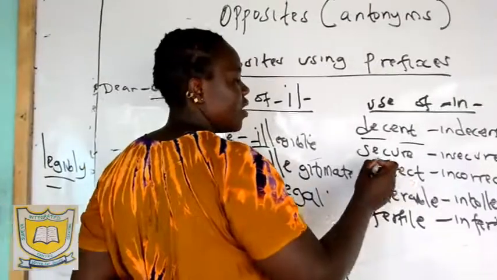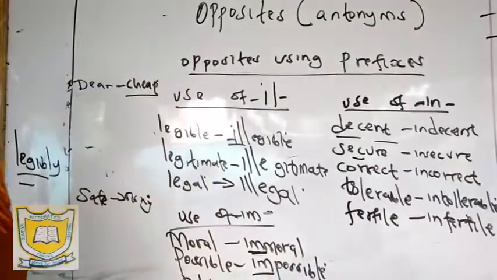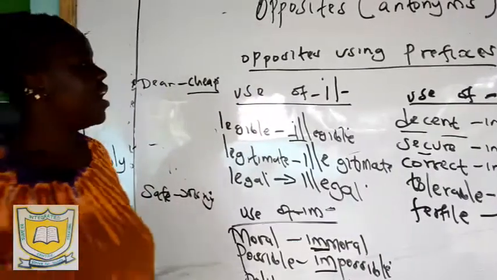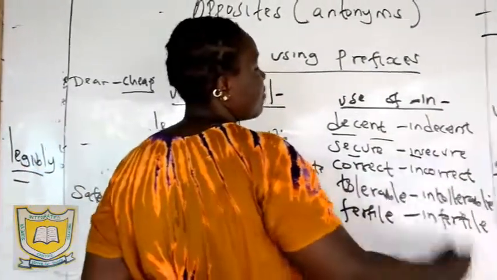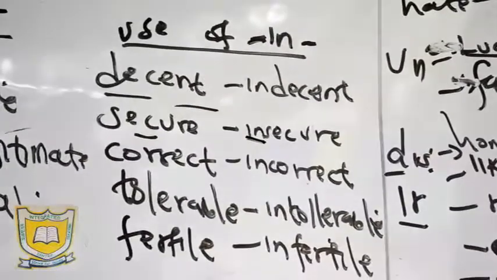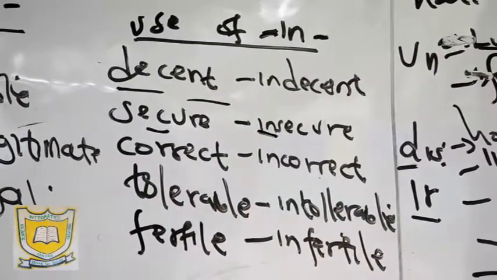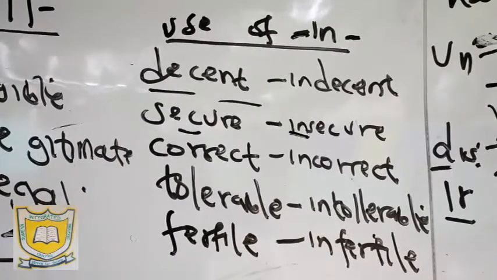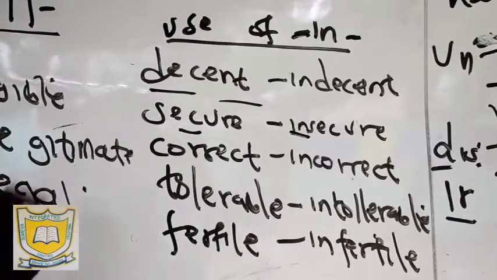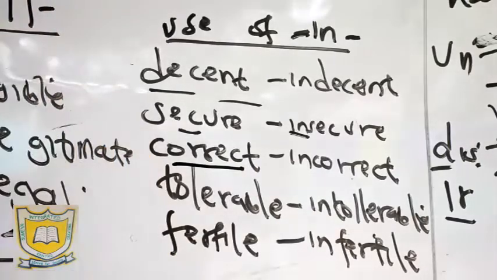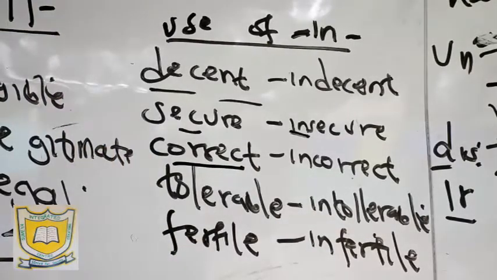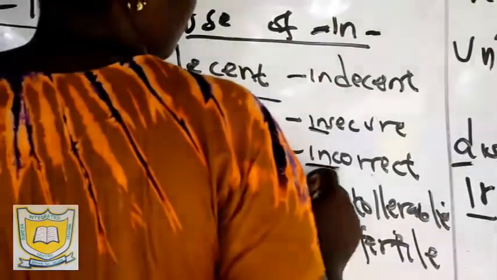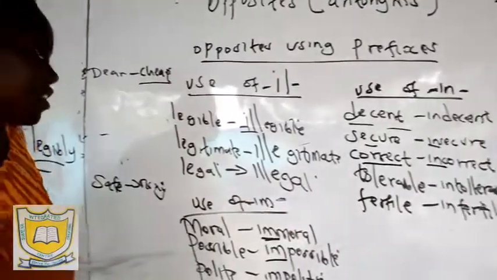Then you have secure. She's secure with her job. If you are not secure, then we say you are insecure. Opposite, secure, insecure. I've added prefix "in" to show that you are not sure about it. Your answer is correct. If your answer is not correct, your answer is incorrect. If you don't give a correct answer, the test is going to say that is incorrect. But anyway, a good try.